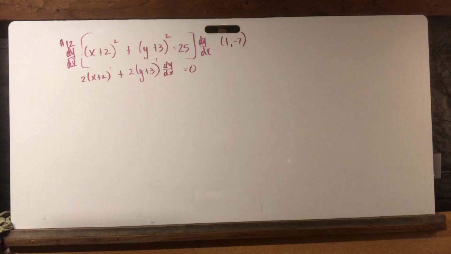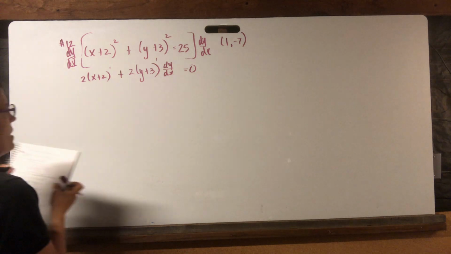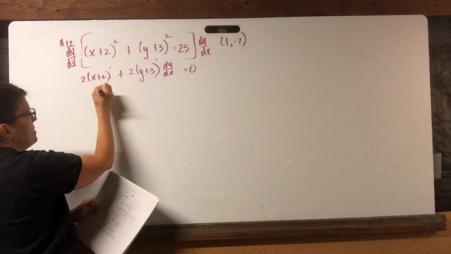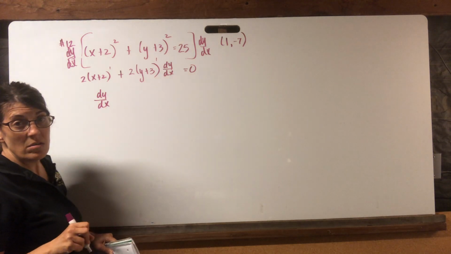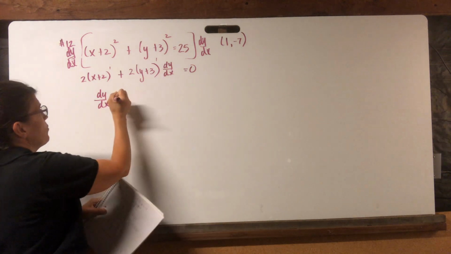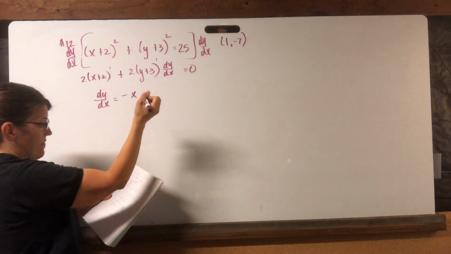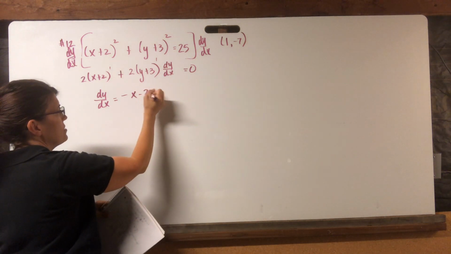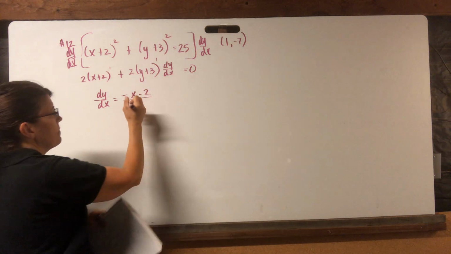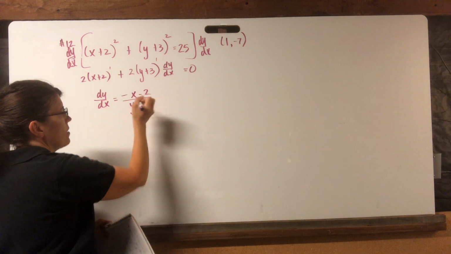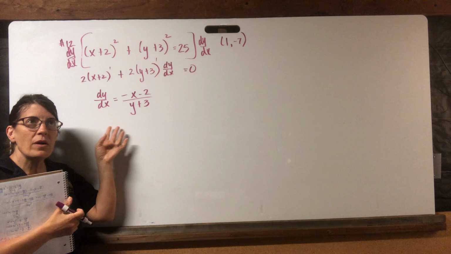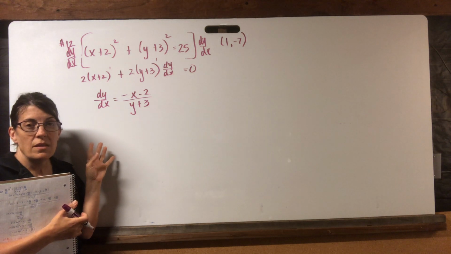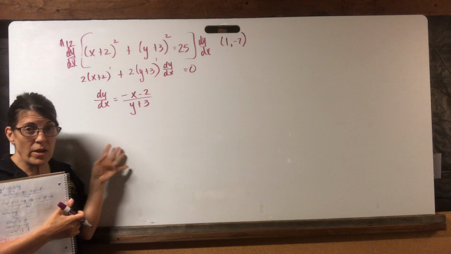Again, I'm skipping steps. Push pause on the video, do the work. You end up with negative (x minus 2) over (y plus 3). This is going to tell you the slope of the tangent at any point on the circle.